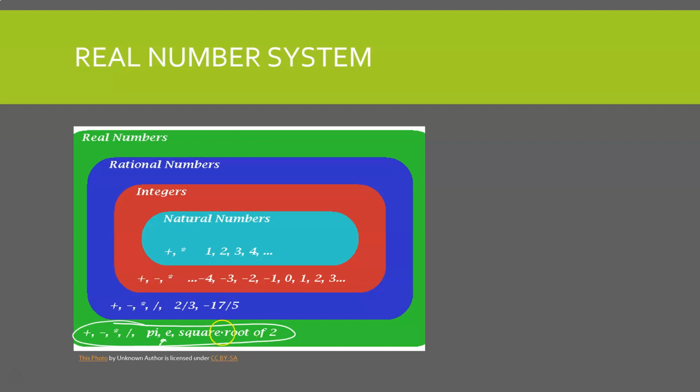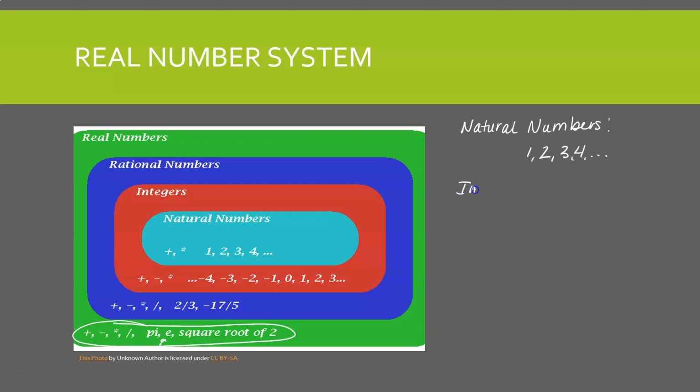So let's work from the inside out. Let's start with natural numbers. That's the aqua blue. Some people call these counting numbers. So positive numbers 1, 2, 3, 4, continuing on up. Okay, that does not include 0, does not include negative numbers.